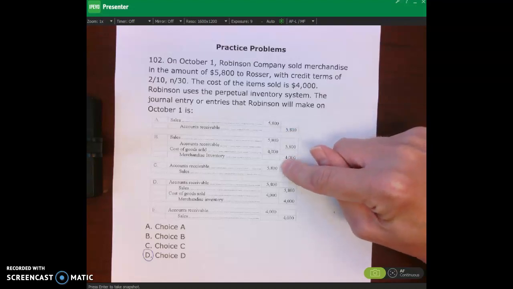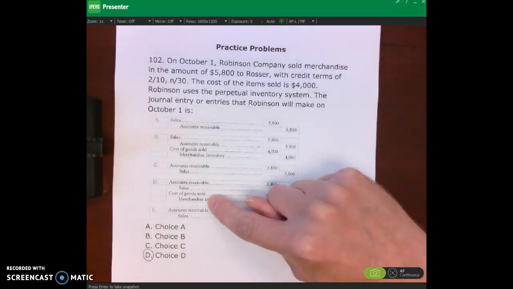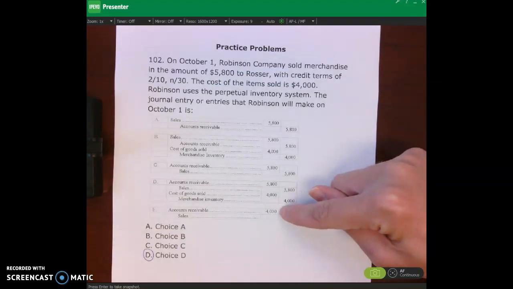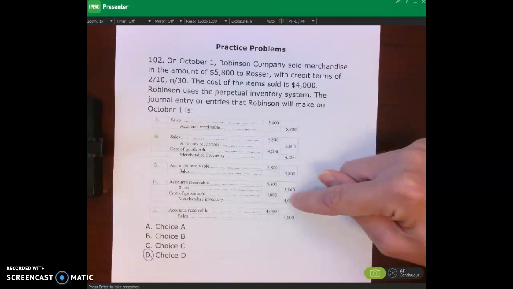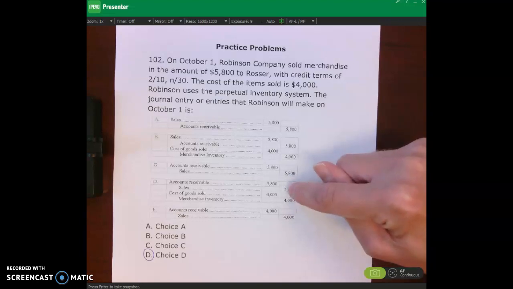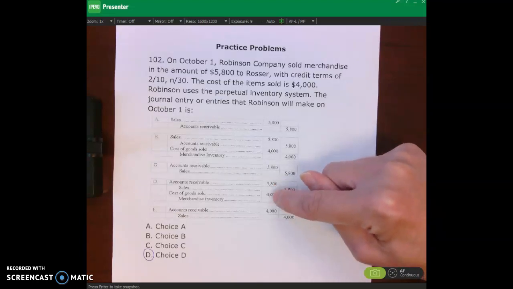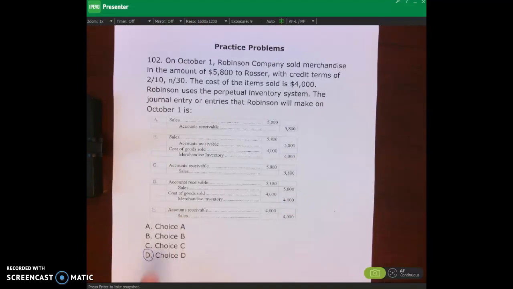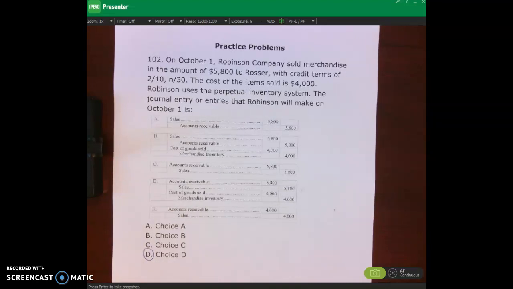C, the actual journal entry to recognize the sale is right, but it doesn't include the cost of goods sold. And then E is similar to C, except it's for the cost basis, and it also omits the cost of goods sold. So remember, when we make a sale, we have to do 2 journal entries, one to recognize the sale, one to recognize the cost of goods sold. That's why D is right. And if you chose E when it's not even an option, think about that, okay? I'm sure you didn't do that, all right?